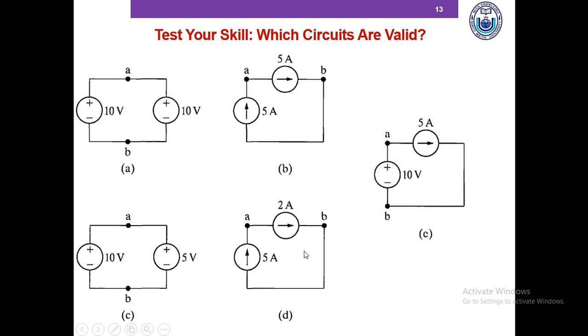Similarly, this is also an invalid circuit, because here you have two current sources in series and the values of them are unequal. To further confirm that, we take KCL at node A and we see that 5 ampere current is coming and 2 ampere current is leaving, which is not possible.